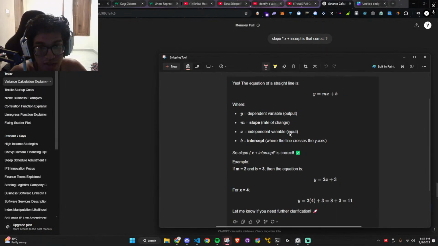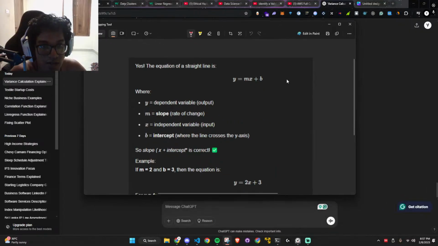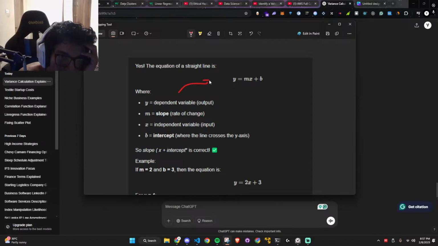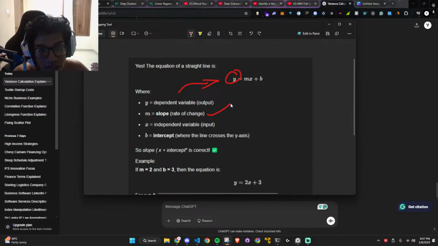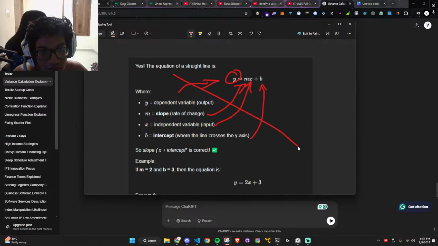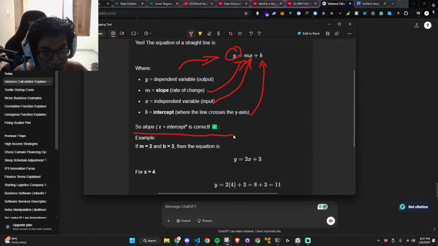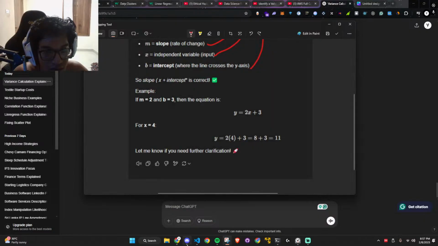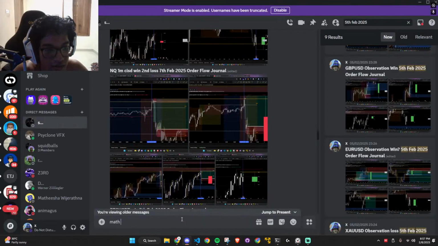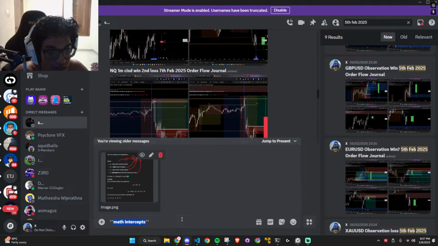Okay, that's interesting. So I like learning like this, getting screenshots, drawing is my way of learning, you know what I mean? So yeah, this is the output, obviously, and this is the slope, and this is the input, and this is the intercept. So where the line crosses the y-axis, okay. Just call it math intercepts. Cool.